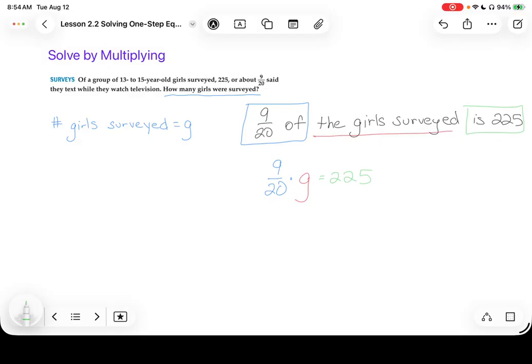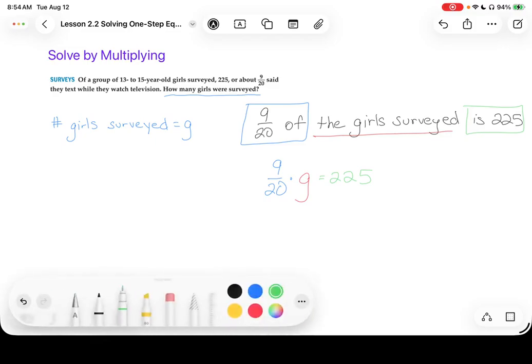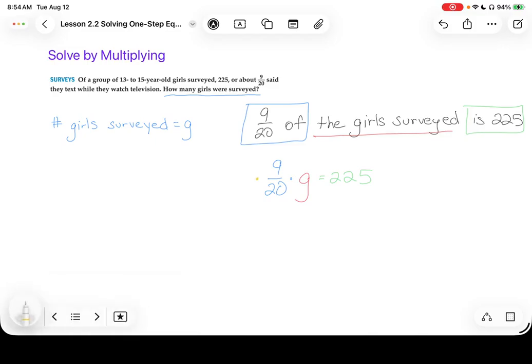Okay, and so what I want to do is get the G by itself. I've got 9/20ths times G, which means I want to divide both sides by 9/20ths. However, dividing by a fraction is the same thing as multiplying by its reciprocal. So I'm going to multiply both sides by 20 ninths.